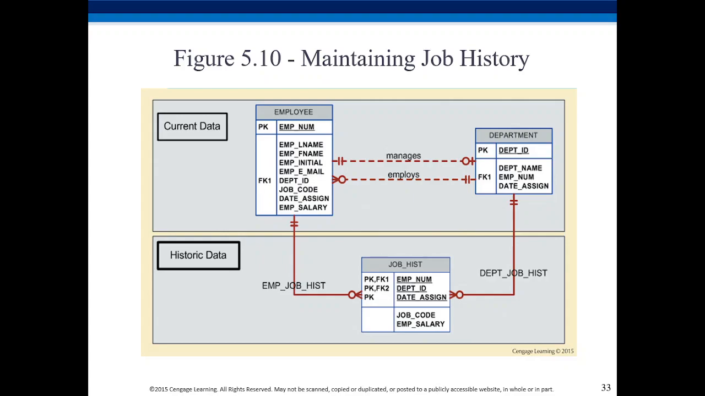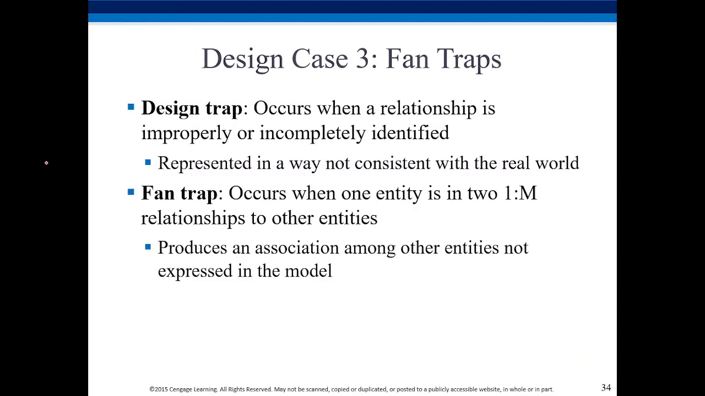Now suppose you would like to keep track of the job history for each employee. You probably want to store the department, the job code, the date assigned, and the job salary. To accomplish that task, you could add in this figure right here a job history entity. So that job history will record all of the changes of the employees in that specific department.